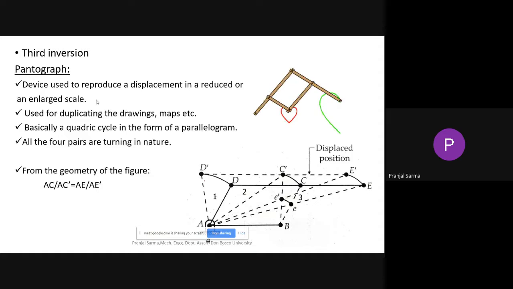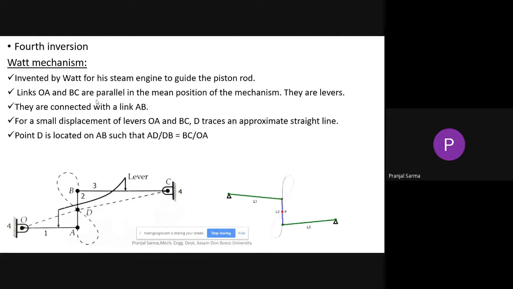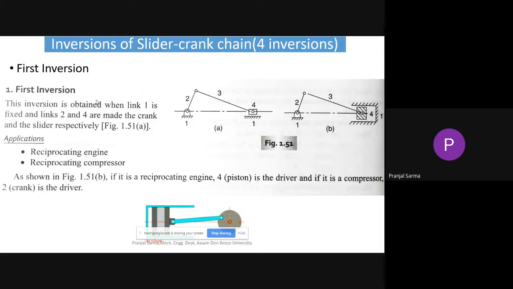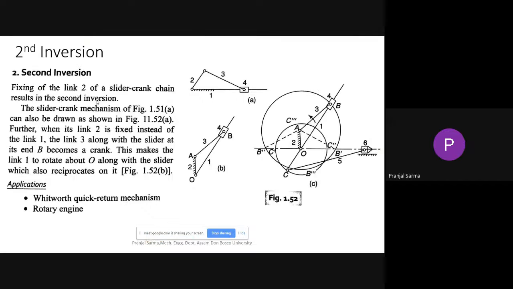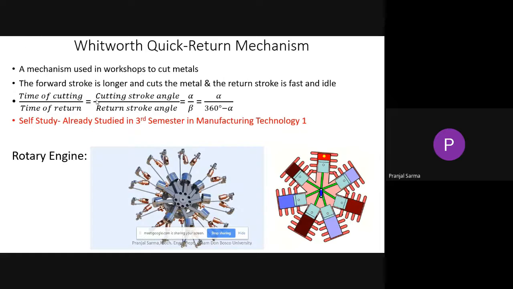Later on we discussed the pantograph mechanism in detail, where we saw that this mechanism can duplicate drawings, maps, etc., or reproduce any kind of displacement in a reduced scale. Then we saw the Watt mechanism, an approximate straight line motion mechanism. Later we discussed the inversions of the single slider crank chain and saw all four inversions. In the second inversion we saw the whitworth quick return motion mechanism, the rotary engine, etc.